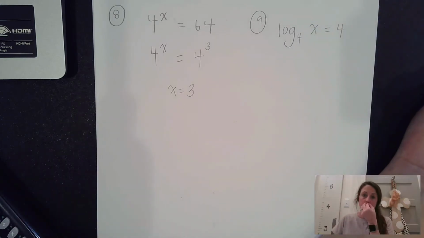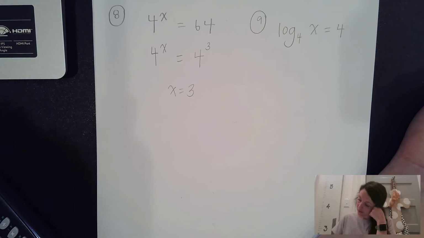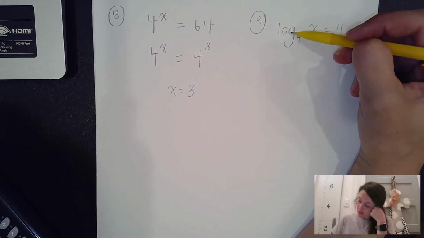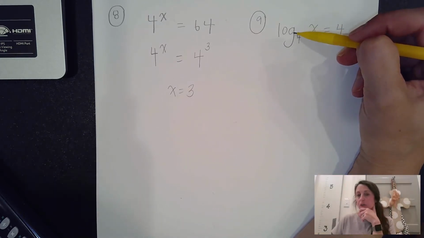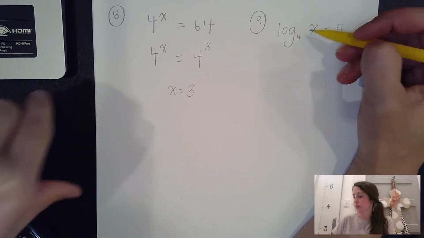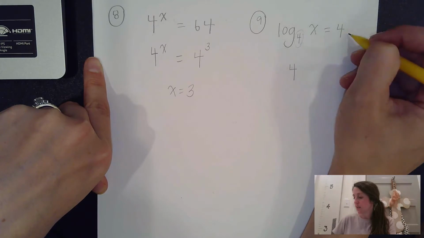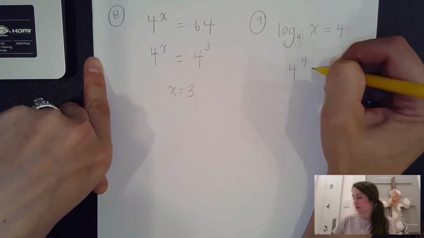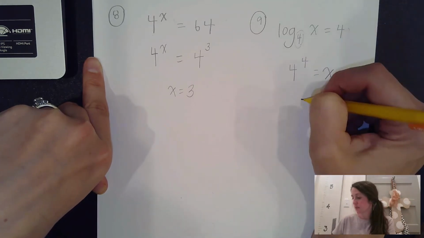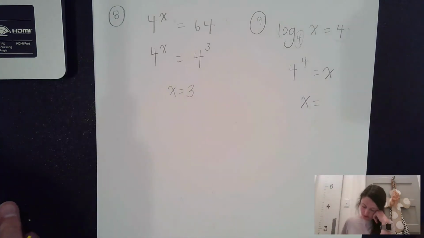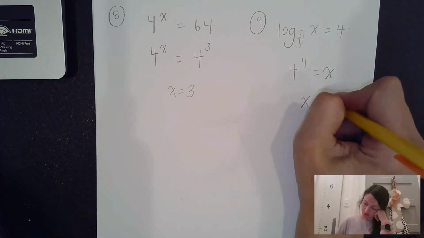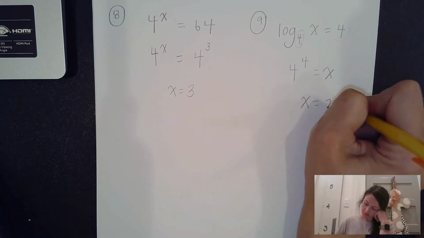If I wanted to solve for x here, this is a log function, so remember we turn our log functions into exponentials. So you rewrite it, and you would say 4 raised to the 4th power is going to be equal to x. So x is just going to be 4 raised to the 4th power, which is 256.